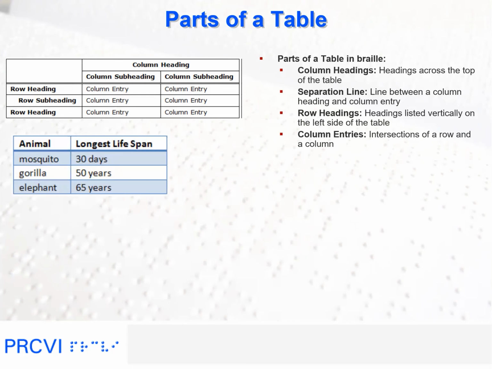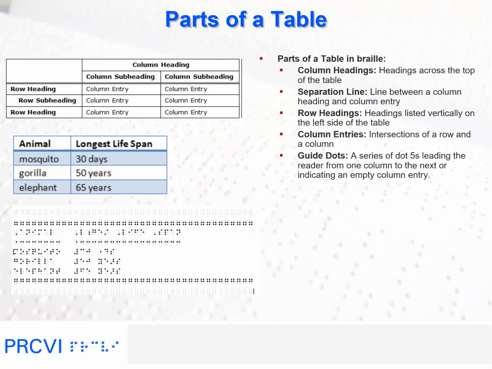Let's look at this print table and how it is transcribed in Braille. Animal and long lifespan are column headings. Column headings are separated by 2 blank cells. A separation line is a line between a column heading and a row heading or a column entry. It is shown as dots 5, 3, 5, 3, 5 across the width of a column. In Braille, guide dots are a series of dots, fives, leading the reader from one column to the next. Guide dots are also used for indicating an empty column entry.